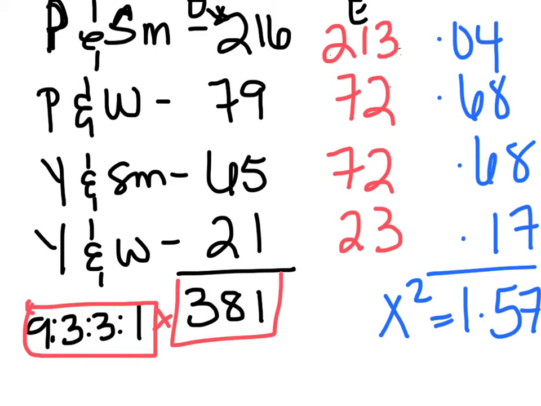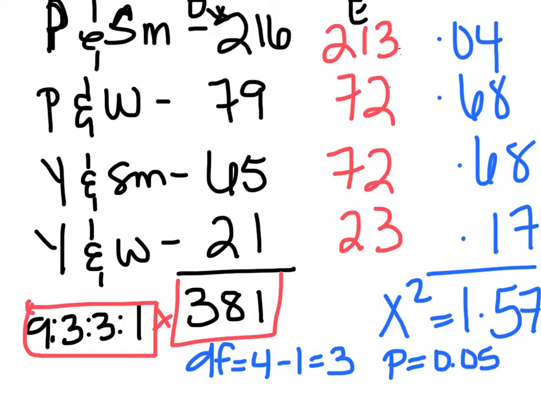Okay, so we now have to calculate our degrees of freedom. And degrees of freedom, as we know, is equal to the total number of possible outcomes minus 1. In this case, there are 4 possible outcomes, so 4 minus 1 equals 3. We have 3 degrees of freedom. So now we know our probability is going to be 0.05, because it's always 0.05. So let's go to our chi-square table and figure out what we should do with our null hypothesis.